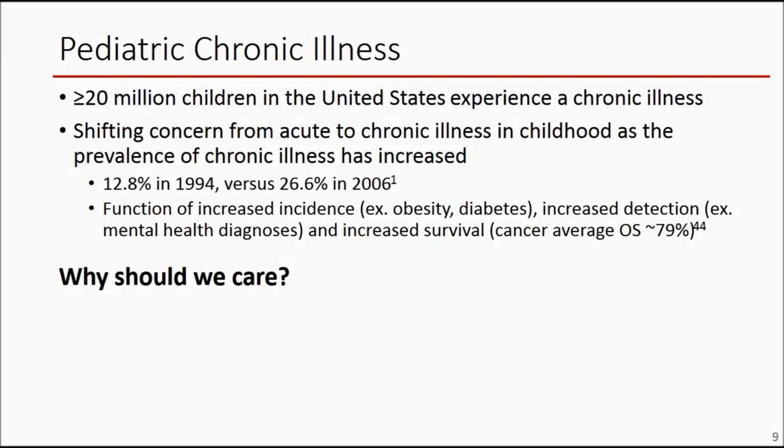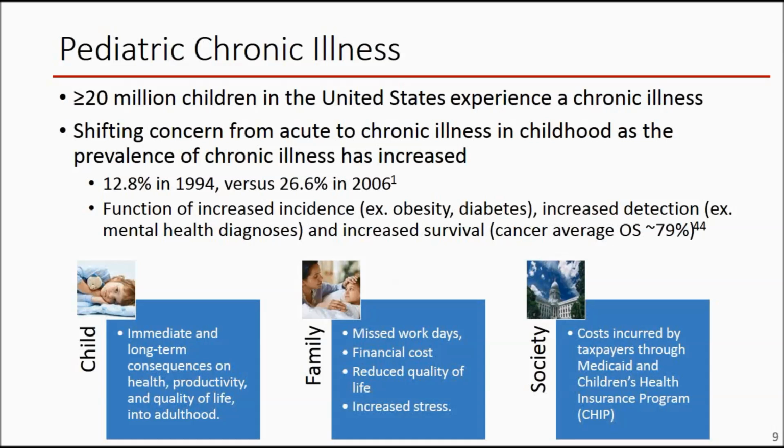So why do we care about this? We care because it's kids, first of all. Chronic illness has an impact on the child, both in the immediate and long term, on their health, productivity, and quality of life. It impacts the family as far as missed work days, financial costs, reduced quality of life, and increased stress. And it has a societal impact as well. My study is in a commercially insured population, but about 40% of children are covered under public insurance. So there's a taxpayer social cost there as well.